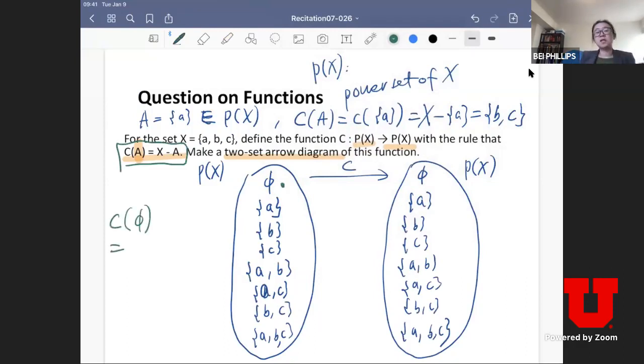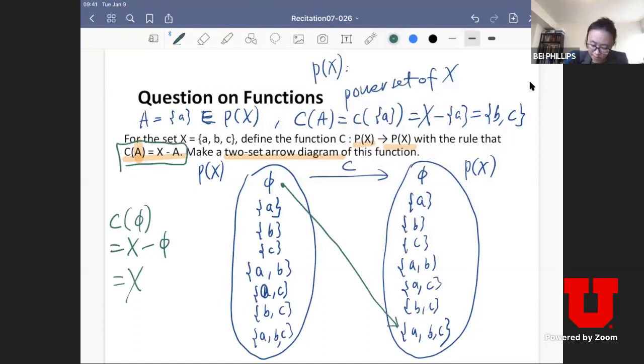What is C of empty set? Peter in the chat said ABC. Yeah, it should be the set itself, right? It's everything in the set, but not in the empty set. So if I'm using my diagram, I draw an arrow. Empty set maps to ABC.